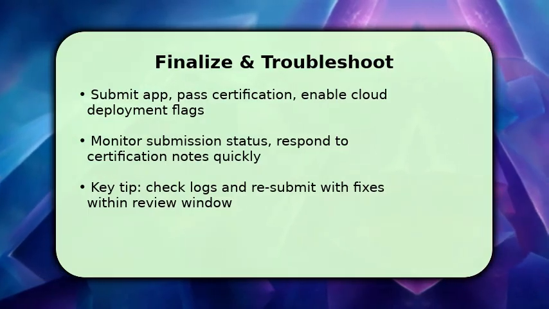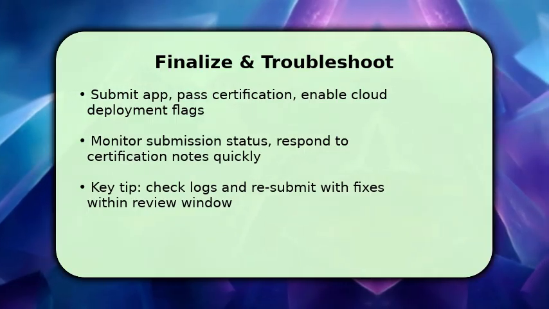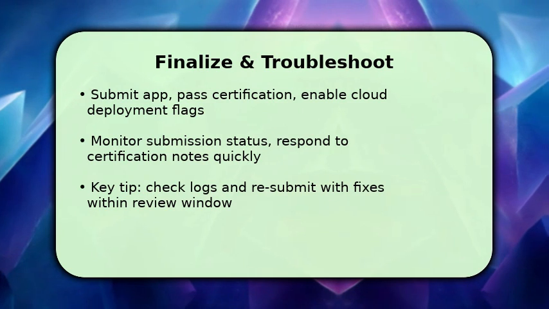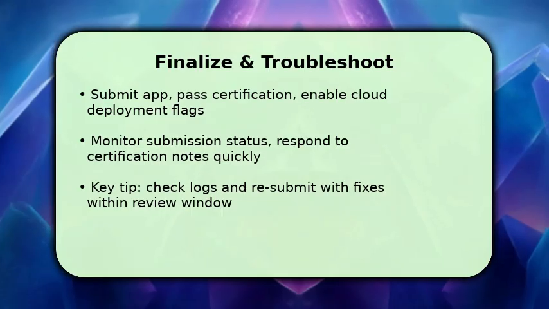Mismatches cause failures. If something goes wrong, check the detailed build and deployment logs, confirm entitlement flags, and role permissions. Then resubmit fixes quickly. This shortens review cycles and resolves most blocking issues.